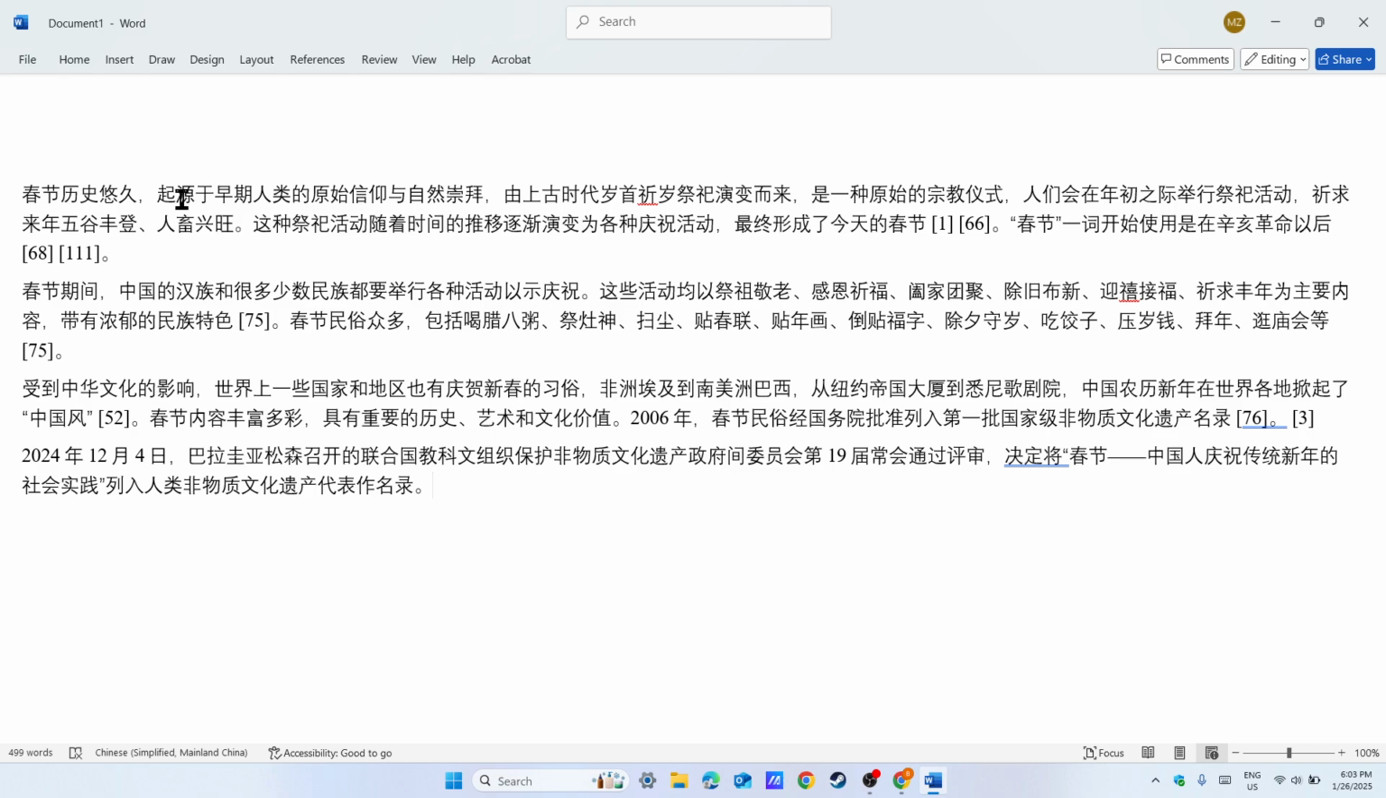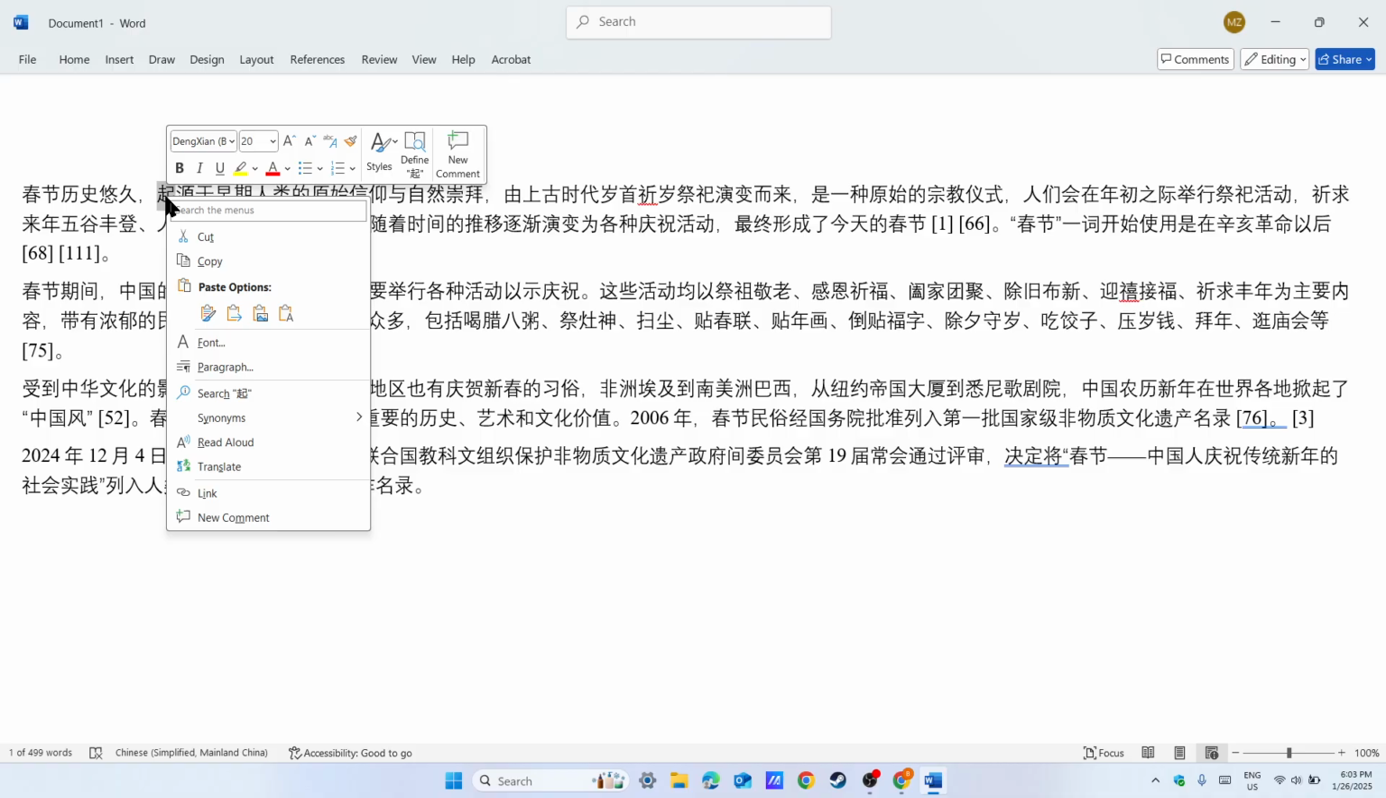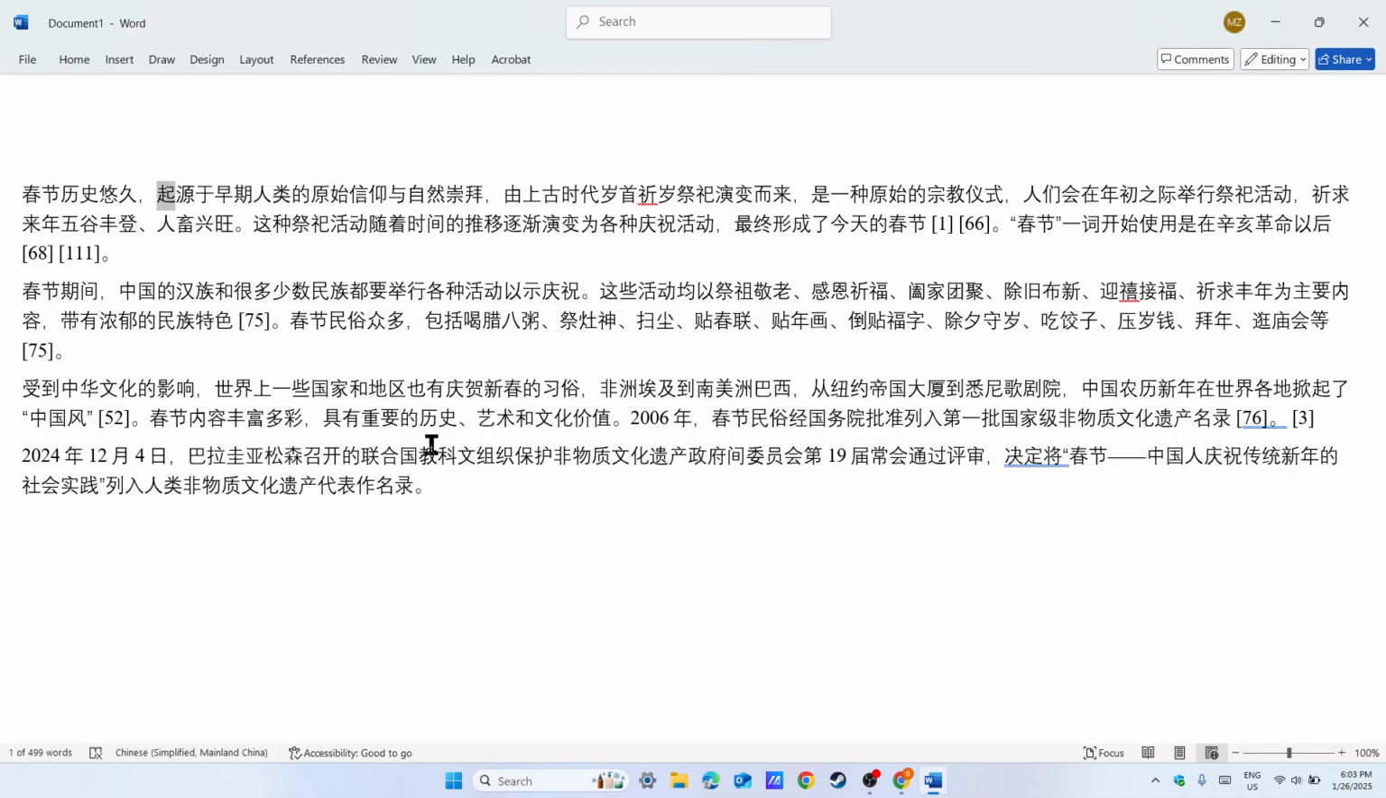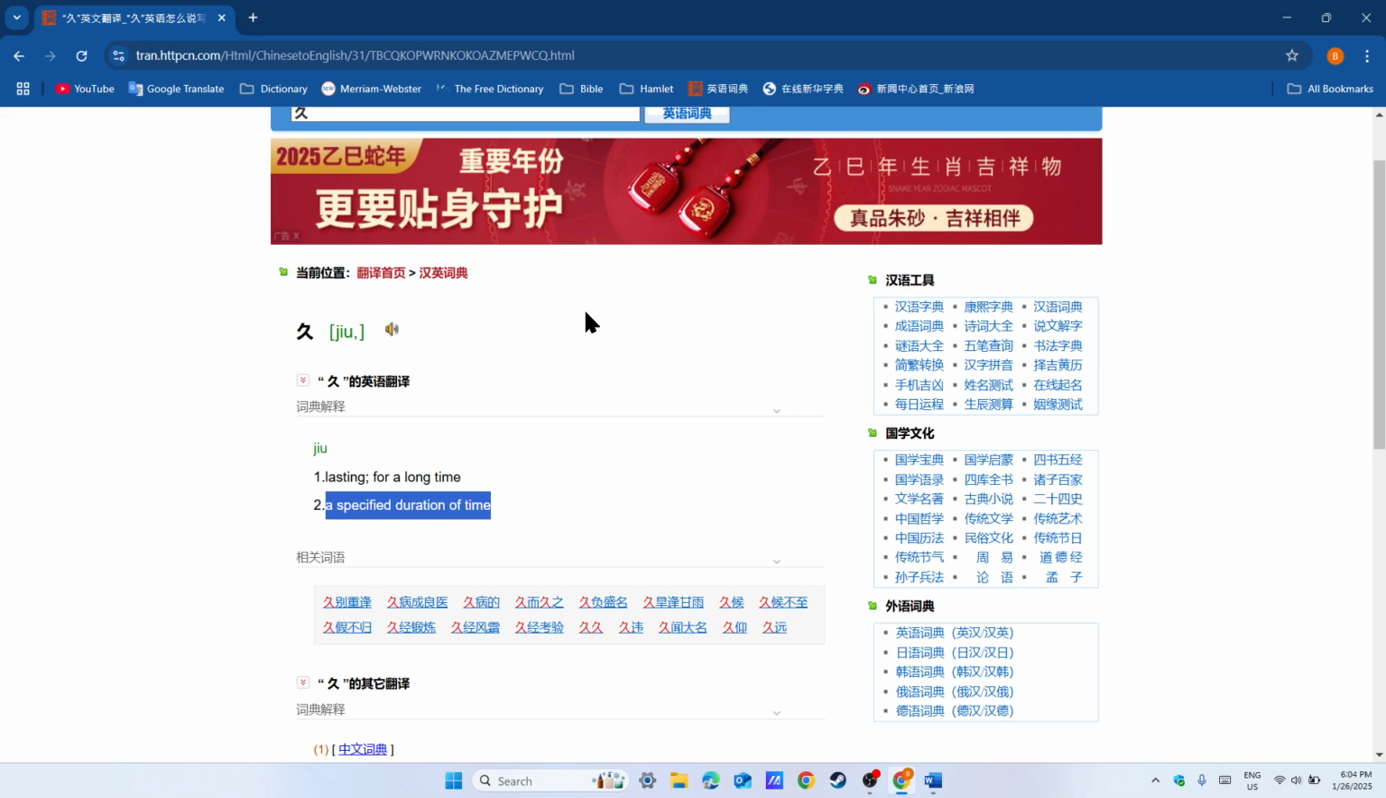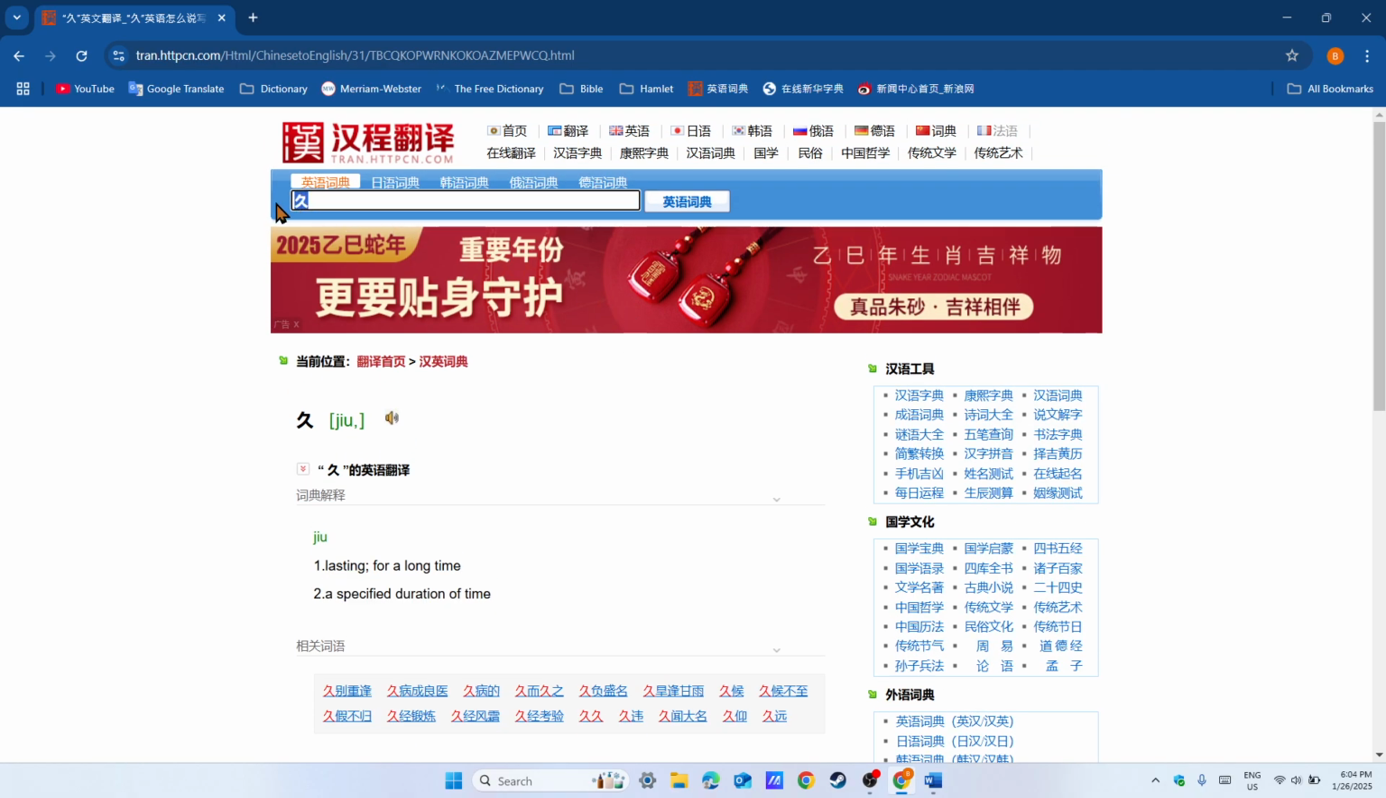Now let's see this 起. What does 起 mean? Okay, 起. This word 起 has a lot of meanings, and let's just check what it means. qi.